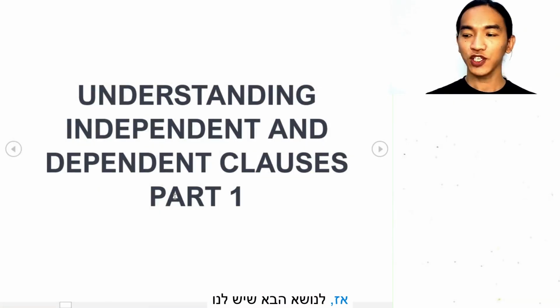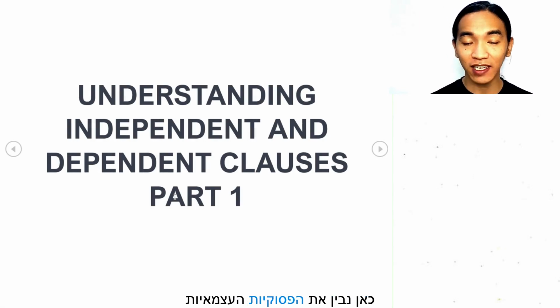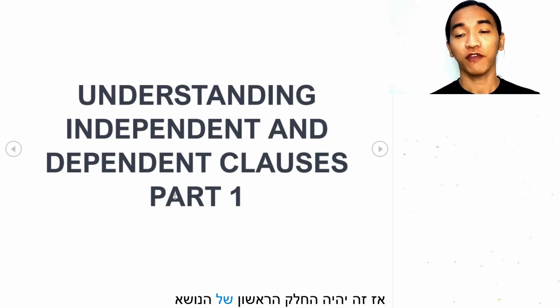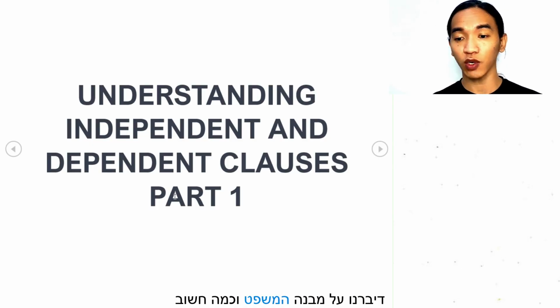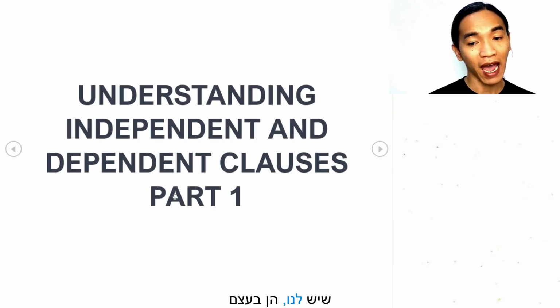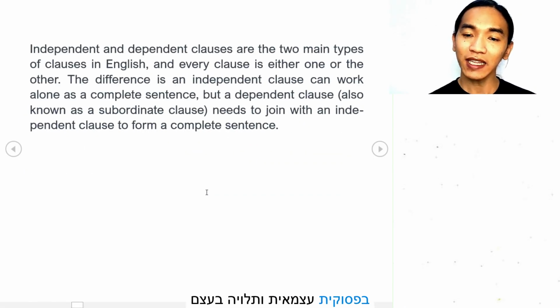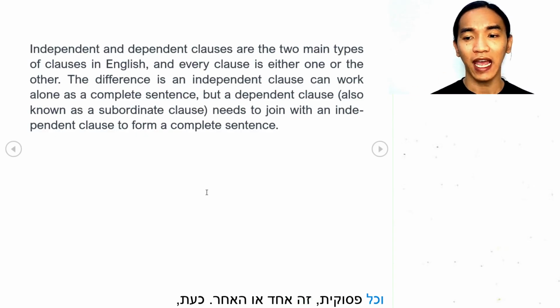Let's go. For the next topic that we have here, we will be understanding independent and dependent clauses. This will be the first part for this topic. From the previous lesson, we have talked about sentence structure and how important it is to understand the two types of clauses that we have, which are independent and dependent clauses. They are actually the two main types of clauses in the English language, and every clause is either one or the other.